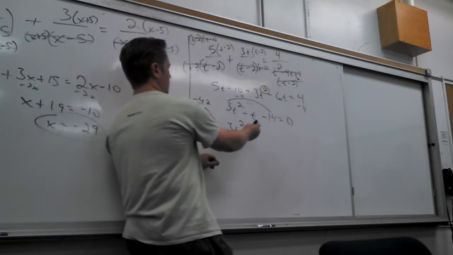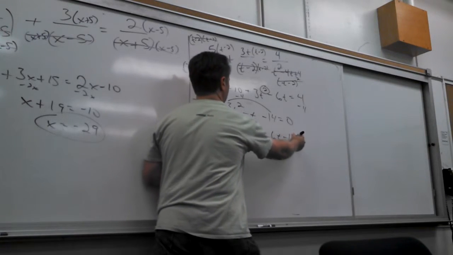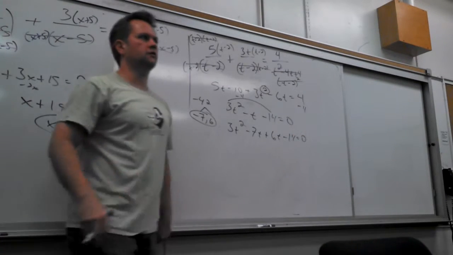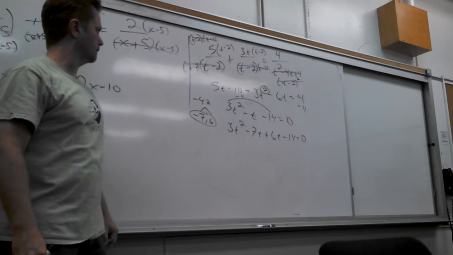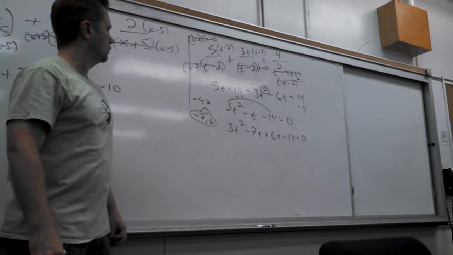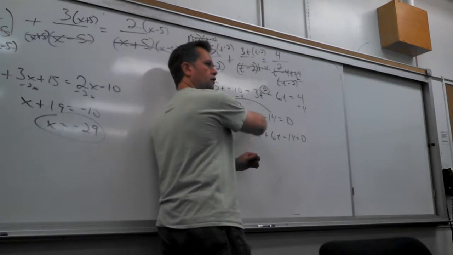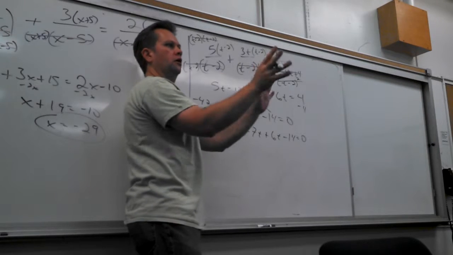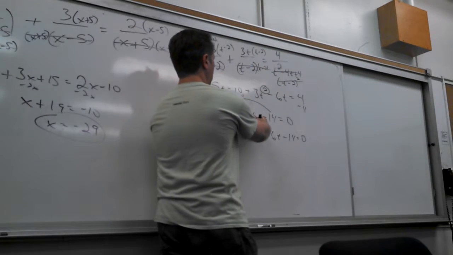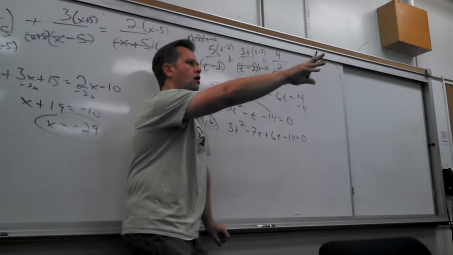3t squared minus 7t plus 6t minus 14. Yes, sir, I did 3t squared plus 6t. Is that okay, to flip the order? 3t squared plus 6t, I'm sorry. Yes, these two numbers will work, period. They just become what the middle term is, so it doesn't matter what order you put them in. That's not wrong at all.